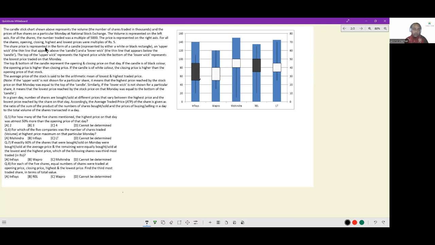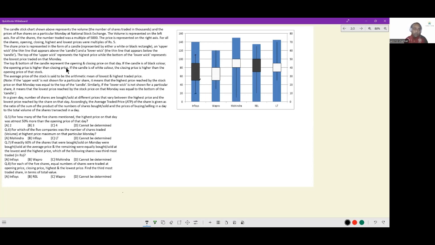The share price is represented in the form of a candle, represented by either a white or a black rectangle. An upper wick, the thin line that appears above the candle, and a lower wick, the thin line that appears below the rectangle. The top of the upper wick represents the highest price, while the bottom of the lower wick represents the lowest price traded on Monday. So high and low: this spot here is the high price, and this spot here is the low price.